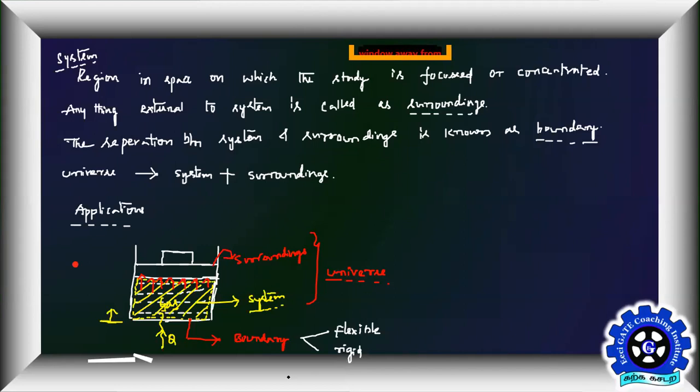Those kinds of boundaries are rigid. Very important. Sometimes flexible boundaries are an advantage to us, and sometimes rigid boundaries are an advantage to us, depending on the type of problem. A boundary can be flexible, a boundary can be rigid. So any questions here?